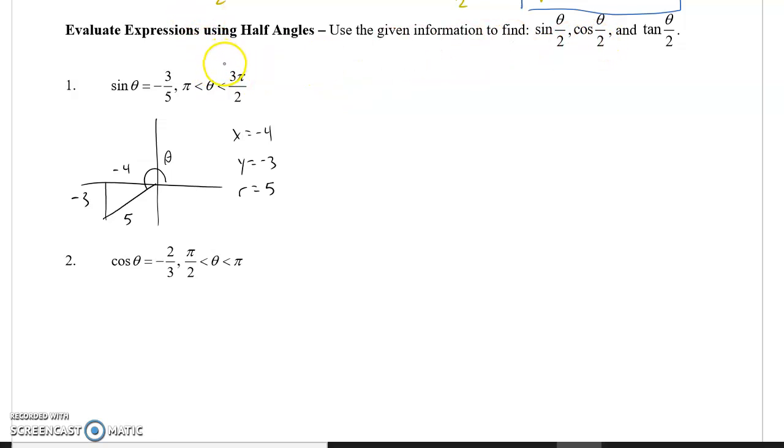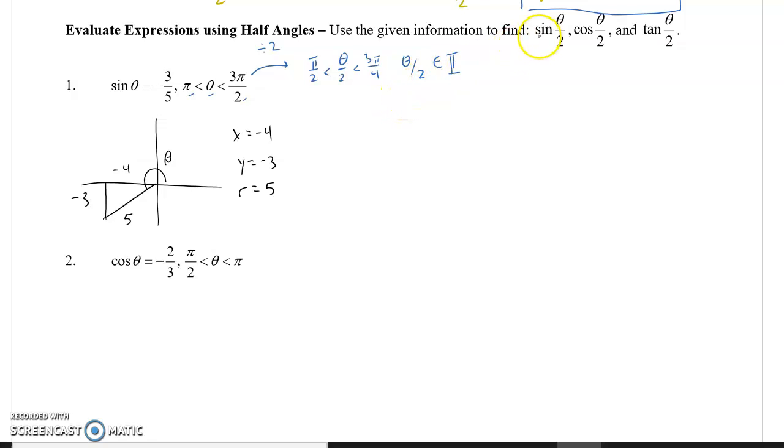But first, let's double check and realize that if we take that inequality and divide it by 2, we see that pi over 2 is less than theta over 2 is less than 3 pi over 4. If we divide each of these things by 2, we end up finding out that theta over 2 is in quadrant, well, this is half of quadrant 2, right? So quadrant 2, theta over 2 is in quadrant 2.